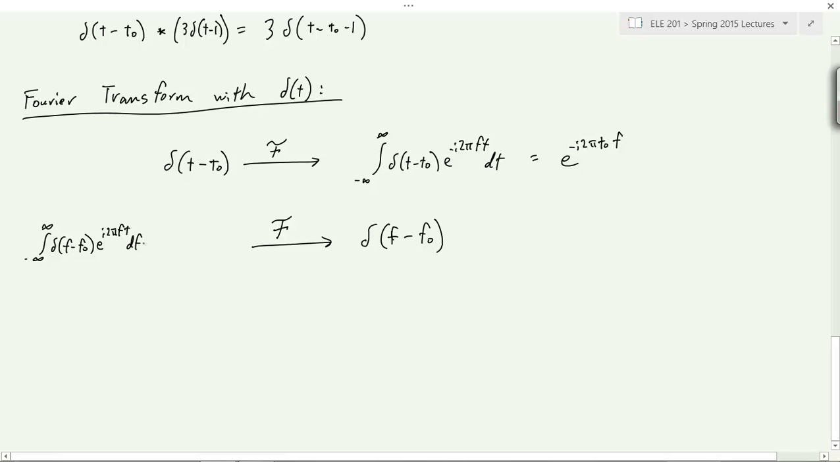We integrate with respect to f, and again we use sifting, right? And we see that this gives us e to the i 2 pi f naught t. So that's a time domain signal. Again, it's a complex exponential in time at frequency f naught. It's the simplest sinusoid we deal with, right? Because we're always dealing with complex exponentials.